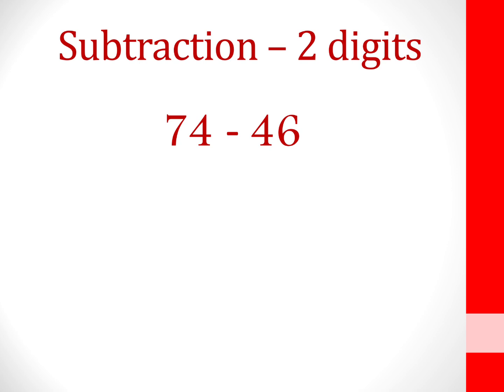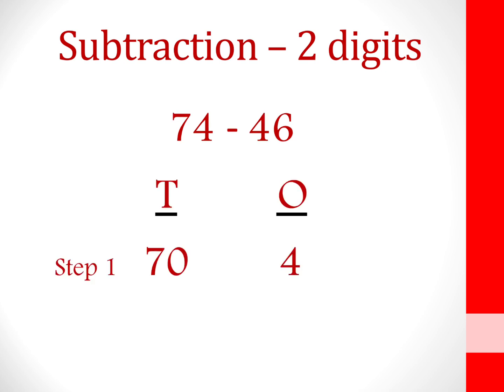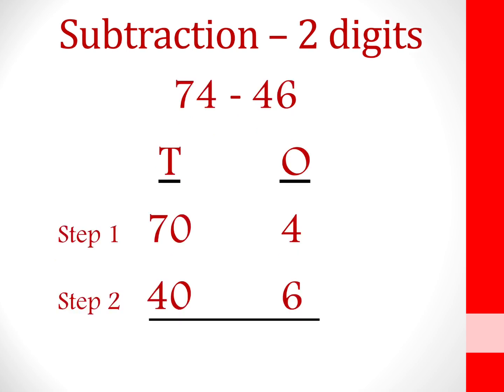However, let's look at a more complex sum which might involve exchange. We've got 74 and we want to take away 46. Step 1 is as before, taking your first number, which is 74, and partitioning it into 7 tens and 4 ones. Now again, I want to emphasise that you do not always have to split your 74 into 7 tens and 4 ones. There are other ways that might make this sum easier. On this occasion, we're going to go with 7 tens and 4 ones.